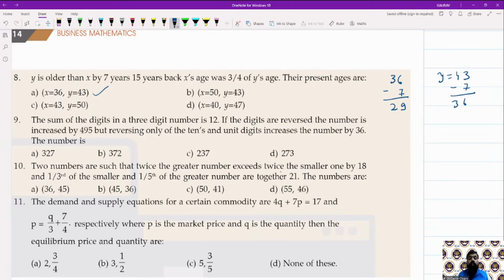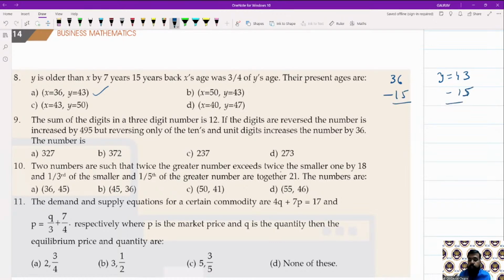Now we have to check whether the 3/4 condition is fulfilled here or not. So check whether it is 3/4 or not. If it is 3/4, then it will be satisfied. So 29 upon 36, divide and see whether it is correct or not. But it is 15 years back, I took 7 years. So let's change this. It was 15 years back. So minus 15 we have to do.